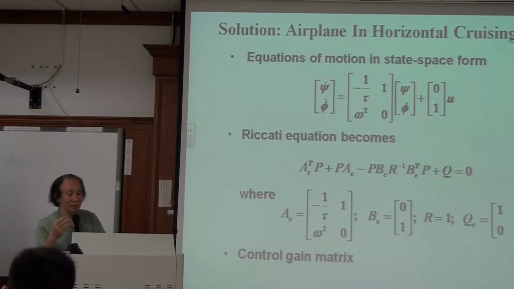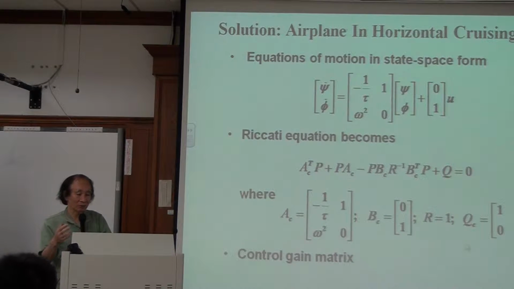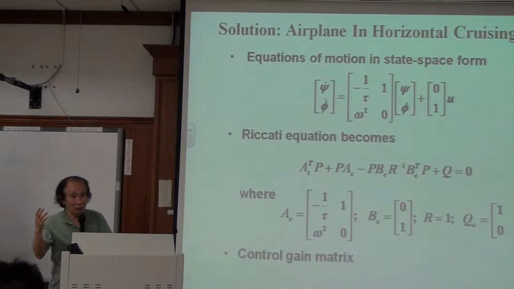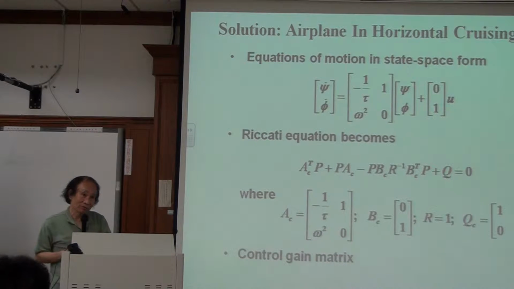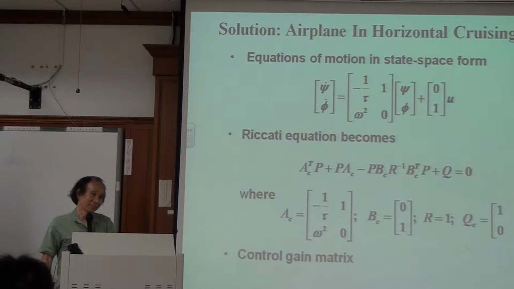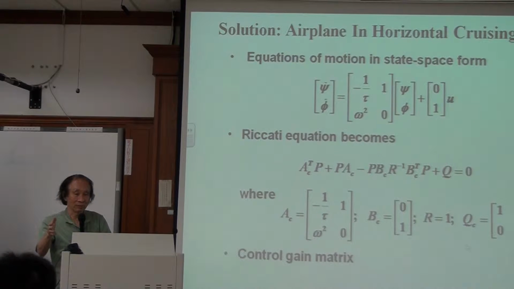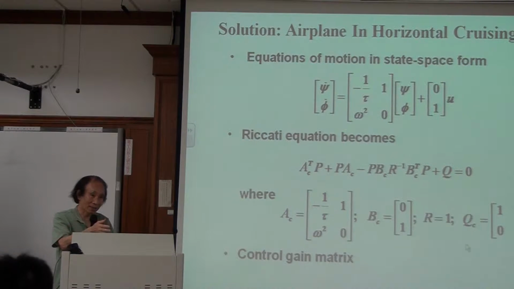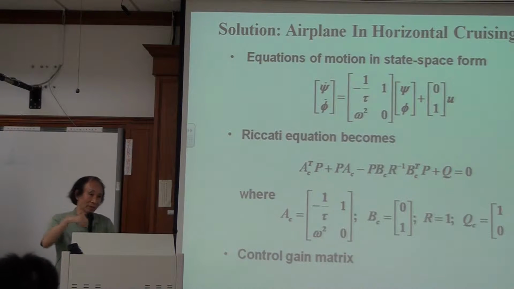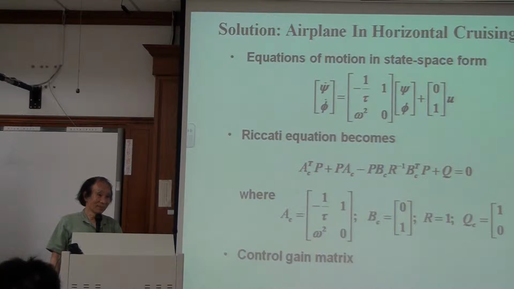We know that the solution of the Riccati equation depends on Q and R, right? So if you have different Q, different R, you get different solutions. So what kind of Q am I supposed to have? What kind of R am I supposed to have? That's exactly the same question you were asked for the pole placement technique. What kind of closed-loop poles am I supposed to have? Right?